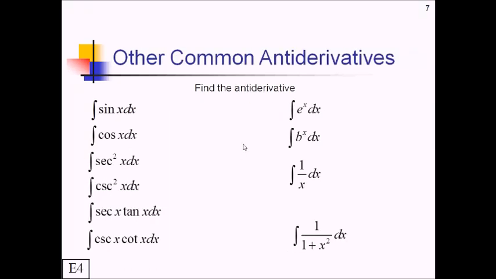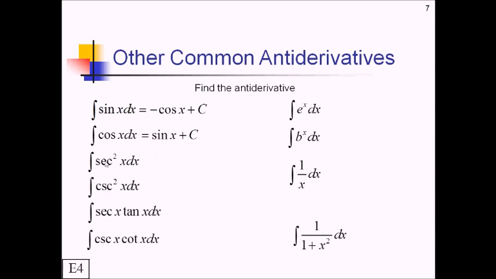Let's take a look now at some other common antiderivatives. Antiderivative of sine. Well, if I took the derivative of cosine, I would get negative sine. So that means the antiderivative of this is going to have to be negative cosine, because the negative that you get when you take the derivative of cosine has to cancel out with this negative to give us positive sine. Let's keep going now. Cosine, antiderivative is going to be sine, because derivative of sine is cosine.